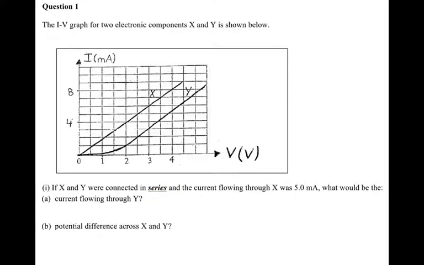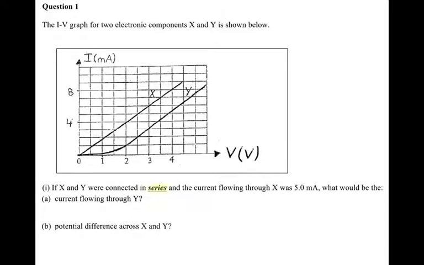So there's a graph. Question 1. I'm going to go through question 1 with you, and then you're going to have a go at all the other questions. So we have an IV graph for 2 electronic components. We don't know what components they are, but I think we can guess what X is. Looks like a resistor. And Y, not really any idea what Y is, but we know it's non-ohmic.